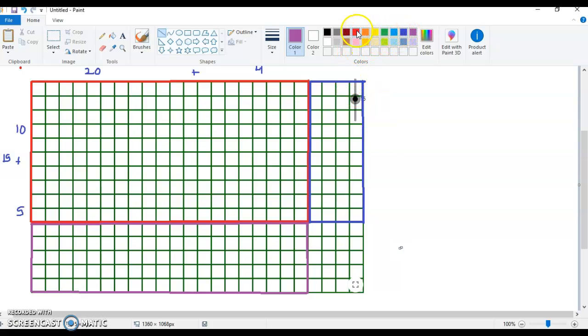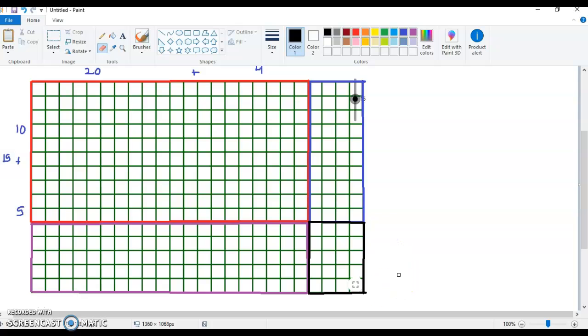I already did red, so I'll use black. I should have used that one to begin with. So I can go 4 across and then 5 down. Okay, let me get rid of all of these scuffs right here. Okay, so I hope you can see what I've done.